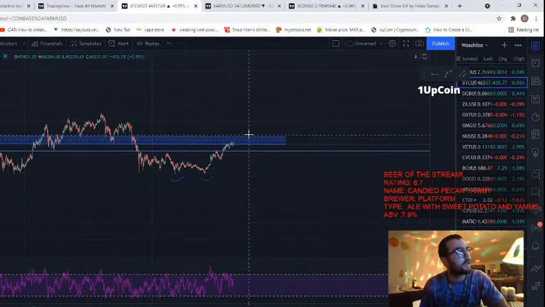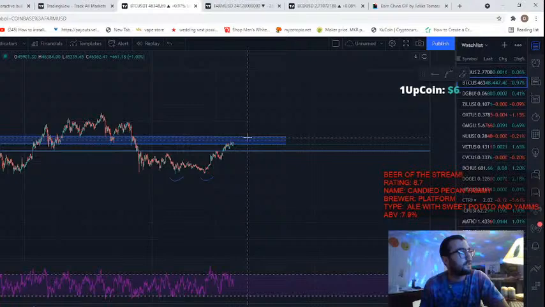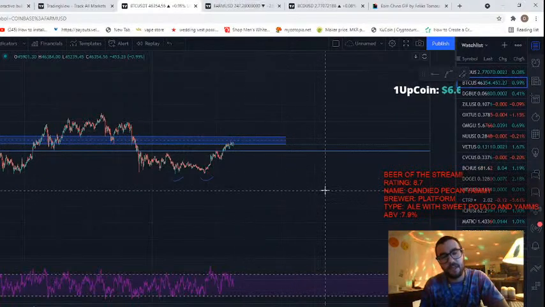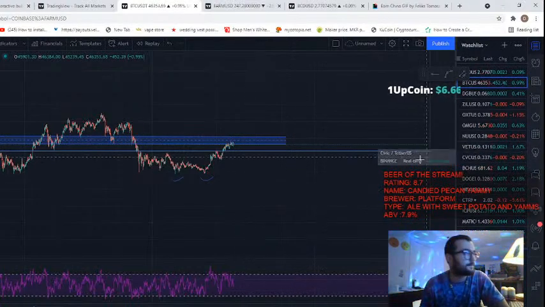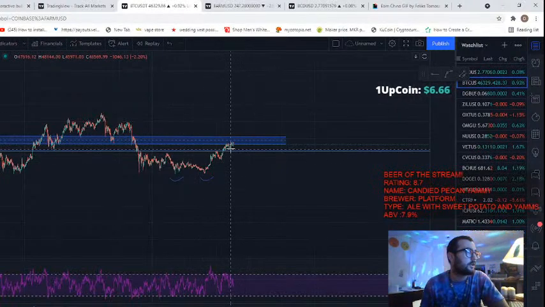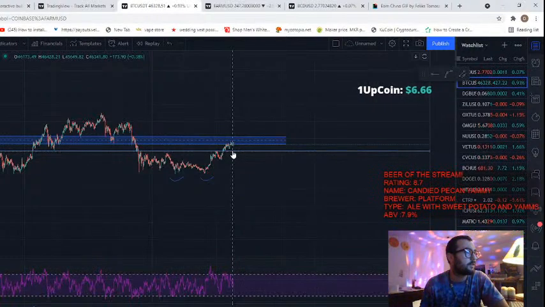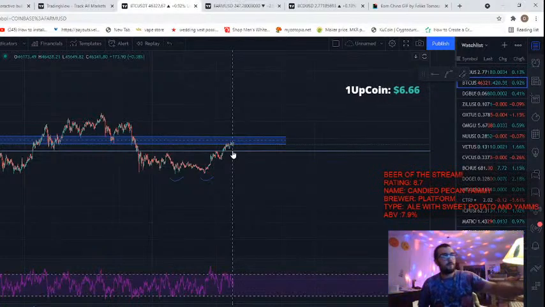We could consolidate for a little bit, and then to really go to the next level, we'd have to get above about 50K, 51,000, and get out of this range. We could also just be coming down, simply selling off a little bit, with people taking a little bit of profits. As long as we stay above 42,000, we're fine.